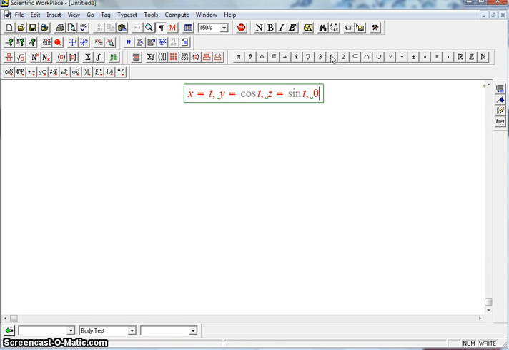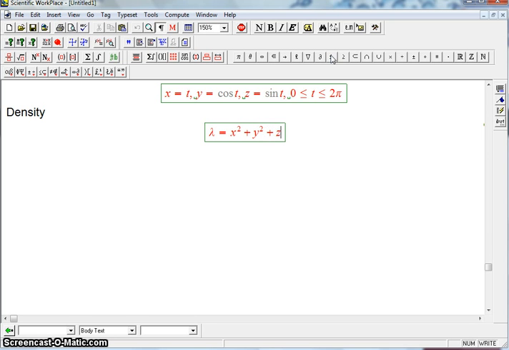So t is between 0 and 2 pi. Okay. And we've got a density. And since it's the linear density, we can call it lambda. We don't have to use rho. And it's equal to the square of the distance from the origin. Okay. So, we want to find, for example, the mass.